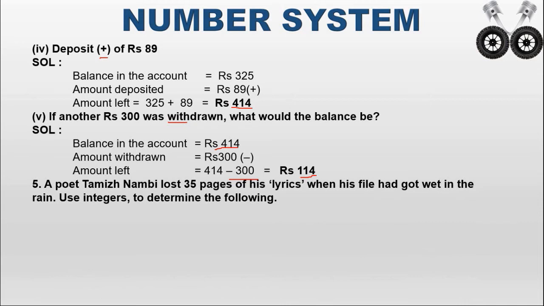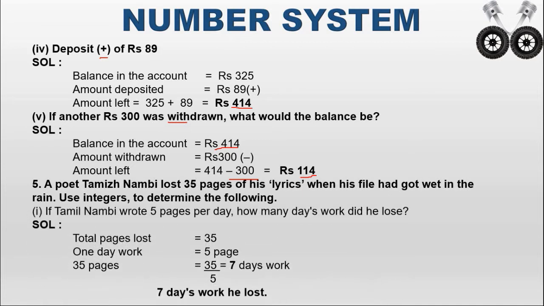So the next one is: a poet, Tamil Nambi, lost 35 pages of his lyrics when his file got wet in the rain. Use integers to determine the following. So what is the problem given here? There is one poet, he wrote poems. How many pages did he write the lyrics for? He wrote the lyrics for 35 pages. All of those 35 pages got wet in the rain. So some conditions are given, and for that we have to find the solutions.